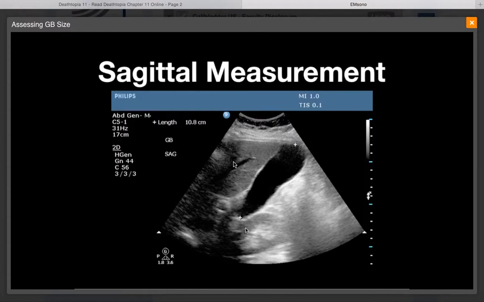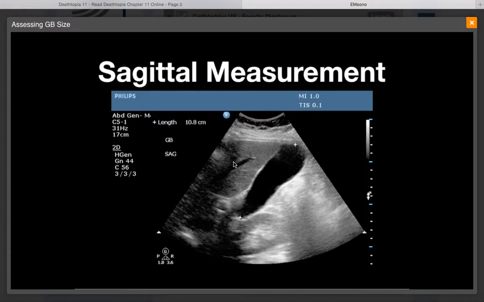If the dilatation is pathologic, then loss of the normal tapering by the neck and development of an elliptical or rounded shape should be noted. In this image, the sagittal measurement is obtained from the fundus down to the neck, from the outer wall to outer wall, and it barely exceeds the upper limit of normal. However, note that there's still the nice normal tapering down by the neck here.